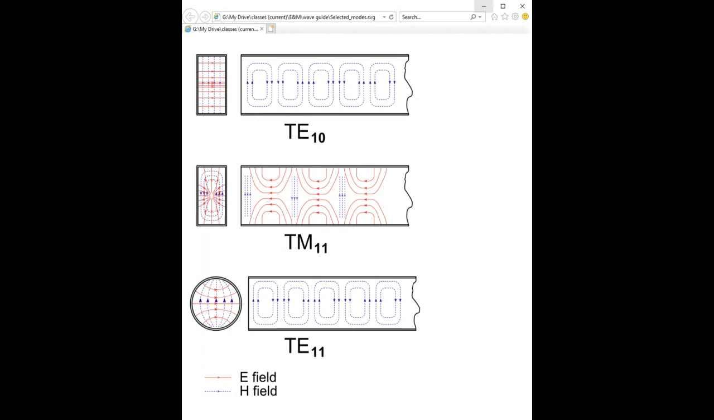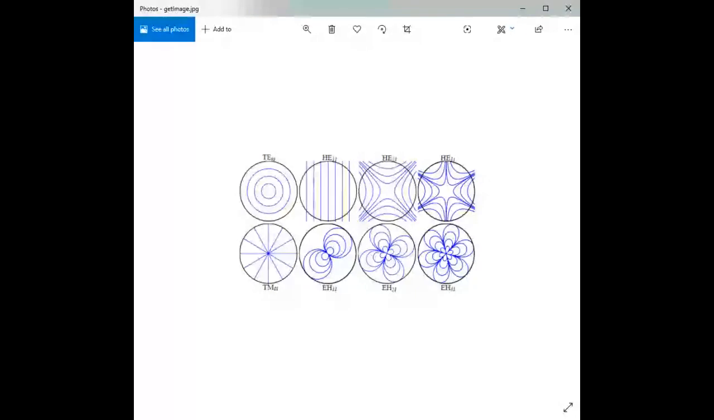So I'm going to flip over to a different view quickly. Here are some more in a circular waveguide. Here are a bunch of different transverse modes, but also some hybrid modes.